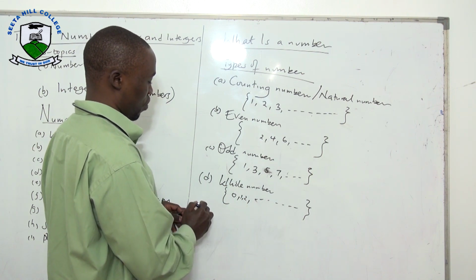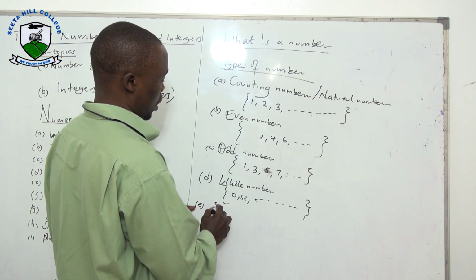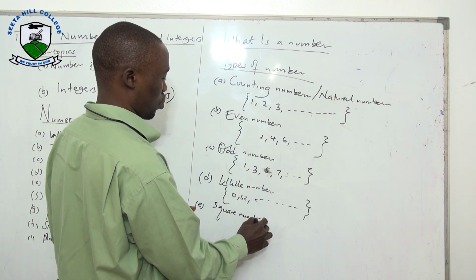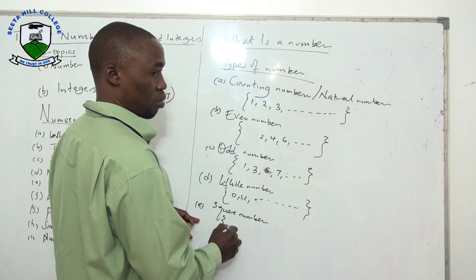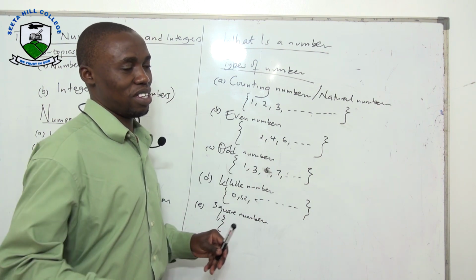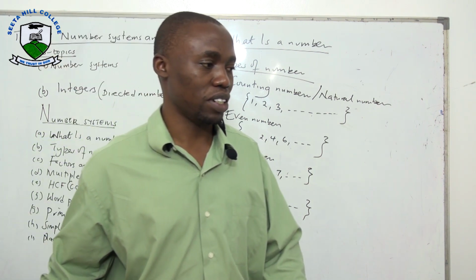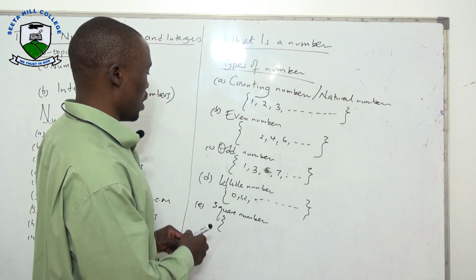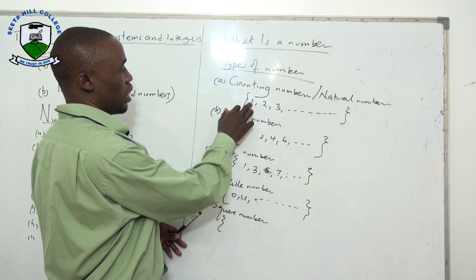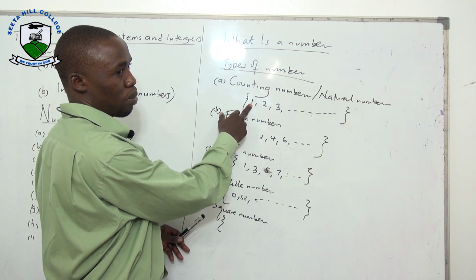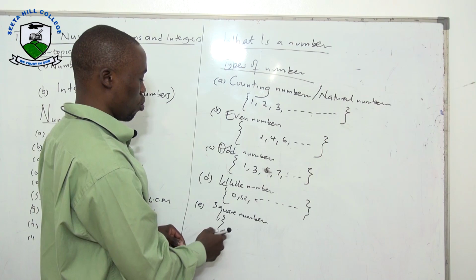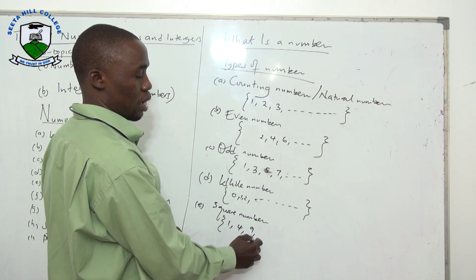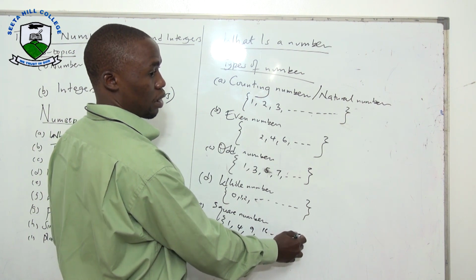Next, you have square numbers. Square numbers, what are they? They are numbers got after multiplying counting numbers by themselves, all numbers with a perfect square root. You square each counting number, or you multiply it by itself. That would be 1, 4, 9, 16, etc.